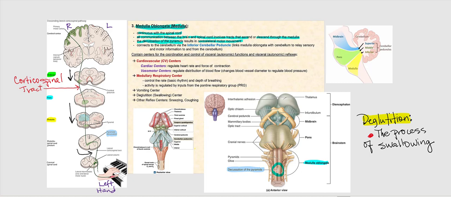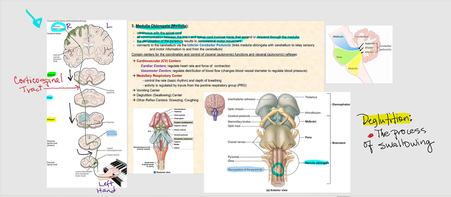So if we turn to this image on the left-hand side, here's your primary motor cortex, and this, again, is the region of your cerebral cortex that will control skeletal muscle movement. And this is specifically the right primary motor cortex. So what we're looking at are descending tracts.